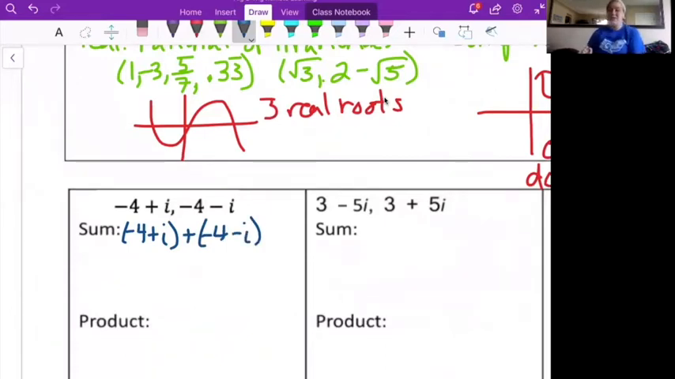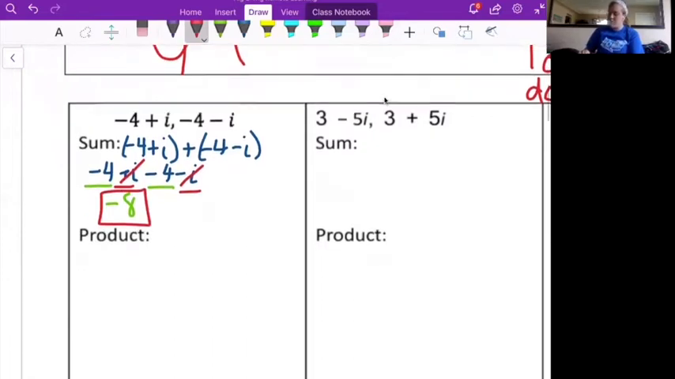So i kind of works a lot like x. We kind of treat it like a variable until we have i to a power. Then we want to simplify it like we did in 8.2.1. So these parentheses aren't doing anything. So this is just -4 plus i minus 4 minus i. So then we can combine our like terms. So -4 plus -4 would give us -8. But then these end up canceling. And so our answer is just -8.